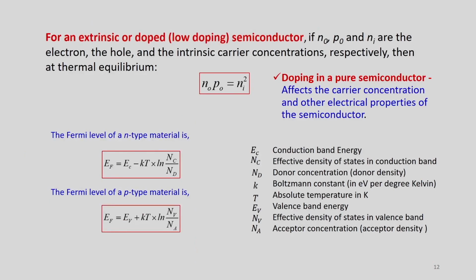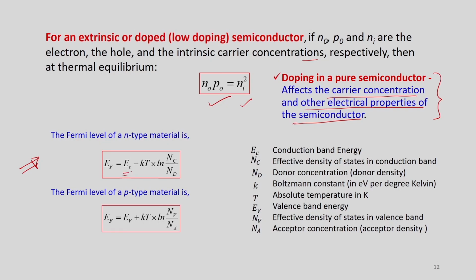So now what happens in the case of an extrinsic or doped semiconductor? If N naught, P naught and Ni are the electron, hole and intrinsic carrier concentrations, then at thermal equilibrium we will have N naught times P naught equal to Ni square. This is what normally happens. As we know, doping in a pure semiconductor affects the carrier concentration and other electrical properties of the semiconductor. So this expression is different, and straightaway we can use the expression for calculation of the Fermi energy level for an N type semiconductor material.